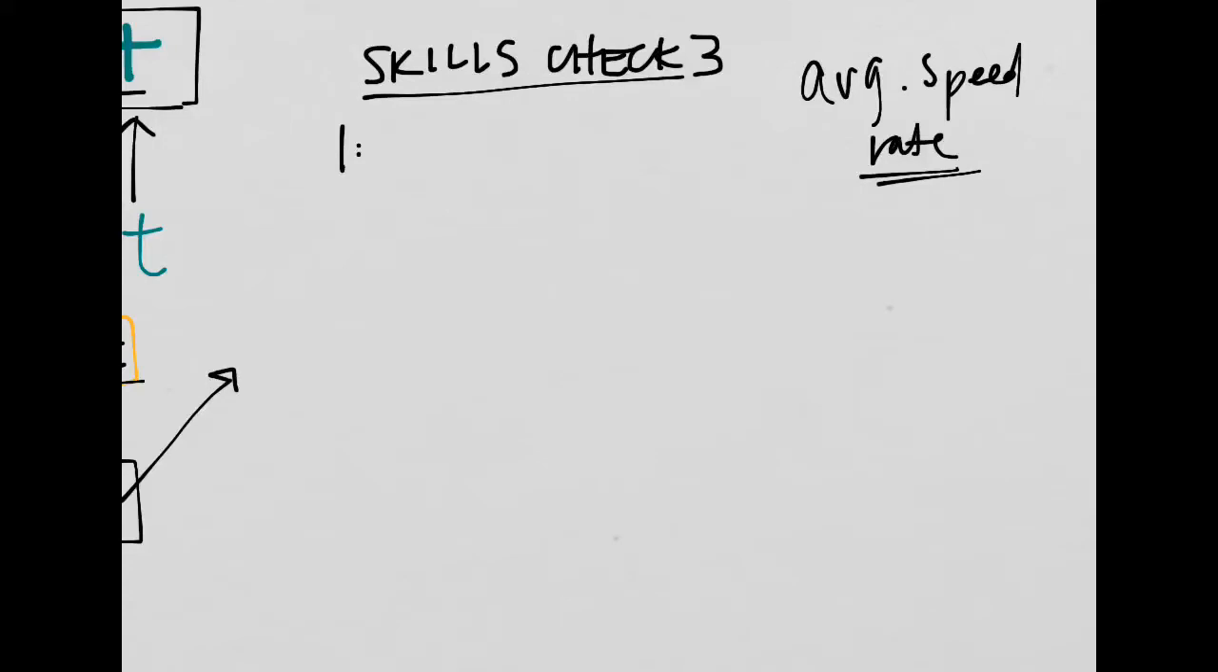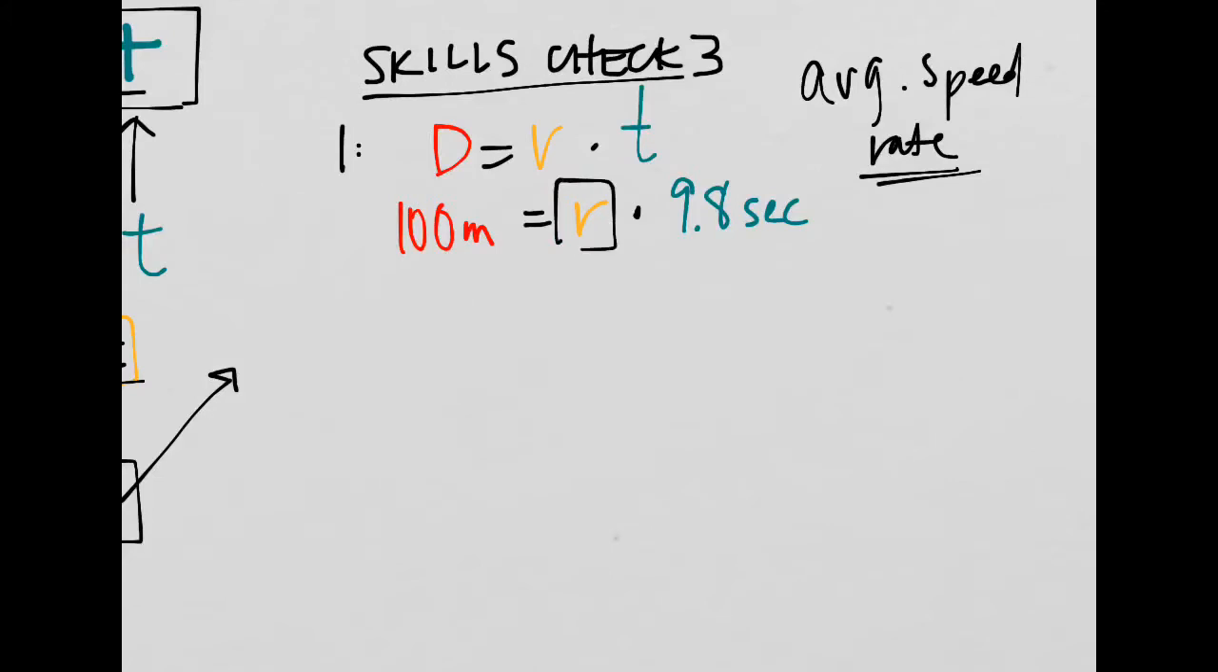Okay, let me write my formula out first. Distance equals rate times time. And I know some different things this time. I'm looking for R. I know that he went 100 meters, and that's going to equal some rate that he's going to go on average, and I do know that he ran it in 9.8 seconds. If I'm looking for this R and it's being multiplied, I'm going to undo it with division.